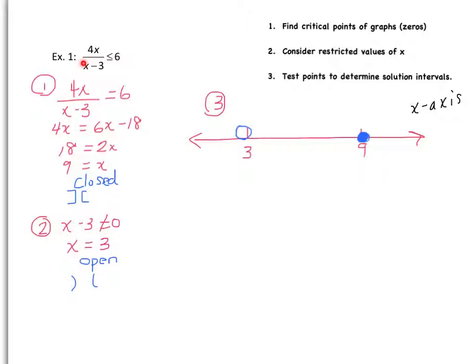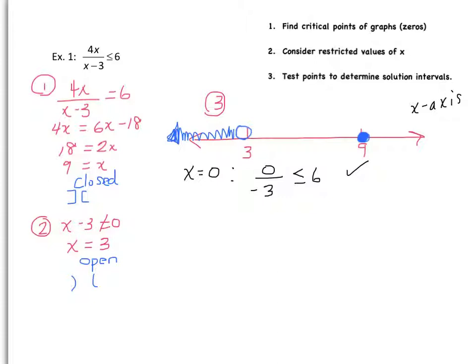So here is our first test point. Let's test x equals 0, which is in the interval that is below 3. If I plug in 0 for x, I have 0 over negative 3 is less than or equal to 6. And of course that is a true statement. So what that lets me know is that all of the values that are below 3 will all be included in the solution.